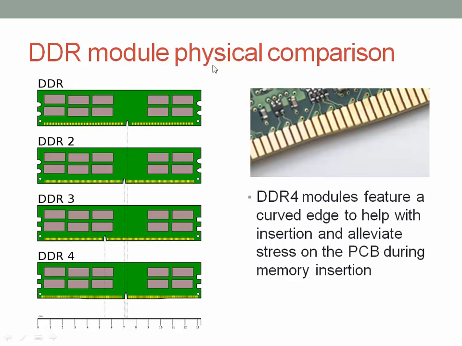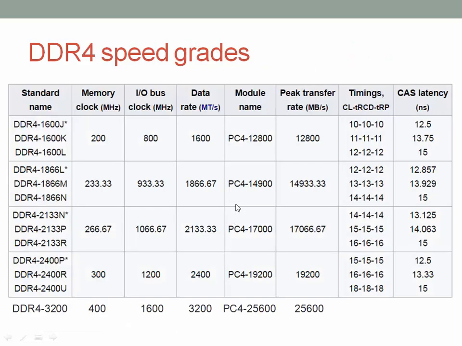Comparing the physical module differences between the generations, we can see that all the DDR generation DIMMs typically look the same except for the notch placements. This is done so that the wrong kind of module cannot be plugged into a wrong socket. DDR4 has one extra feature, which is a curved edge on the bottom, which helps in reducing the stress when it is being plugged into a socket. Briefly, the DDR4 speed rates go from 1600 megatransfers per second up to 3200 megatransfers per second, as I said before.